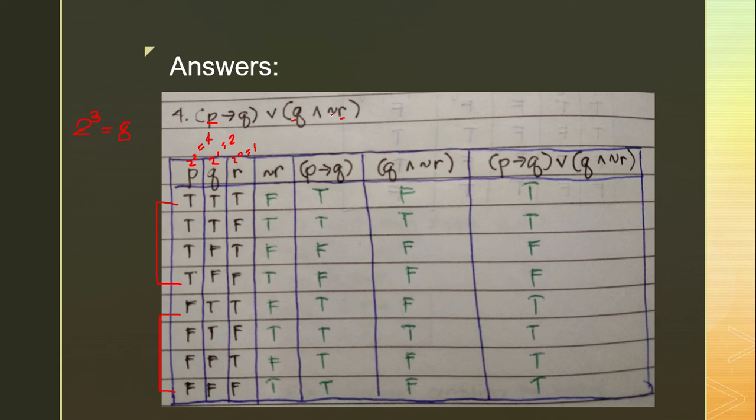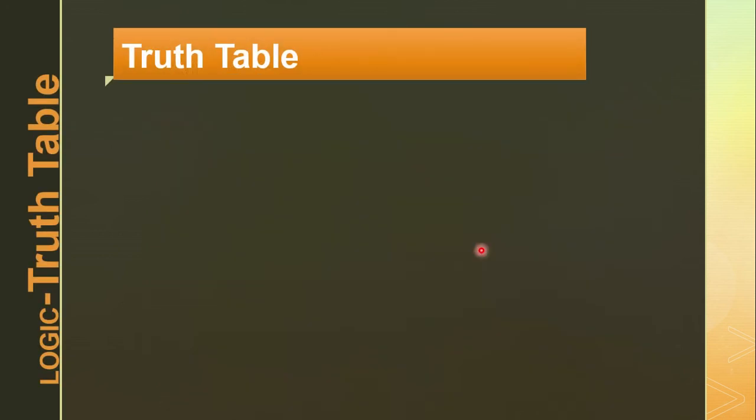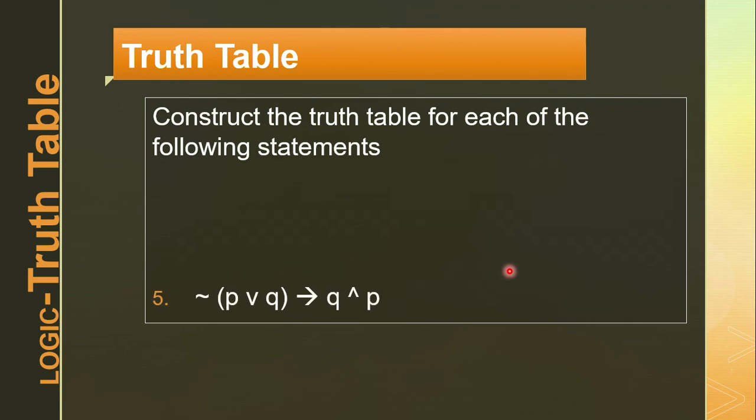After that, since only R is being negated, we have here the negation of R, and then the parenthesis, those inside the parenthesis first, and lastly the whole compound statement. So this is now the truth table for our compound statement. And number five will be a task for you, students. Again, number five will be assigned to you.